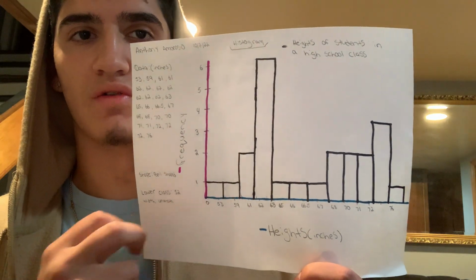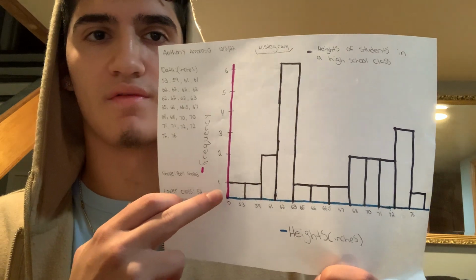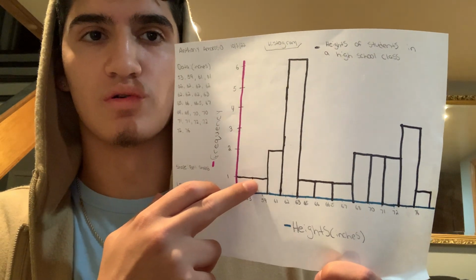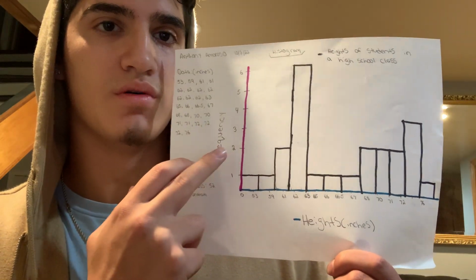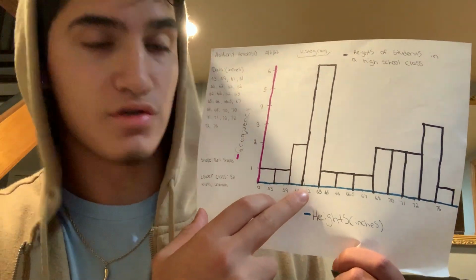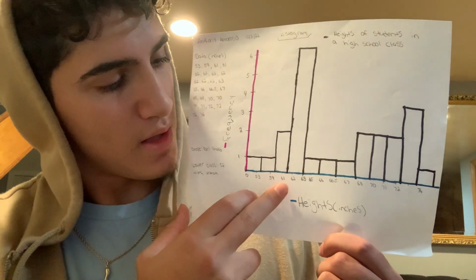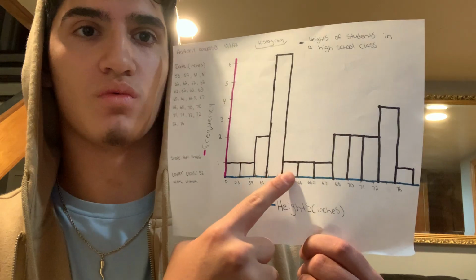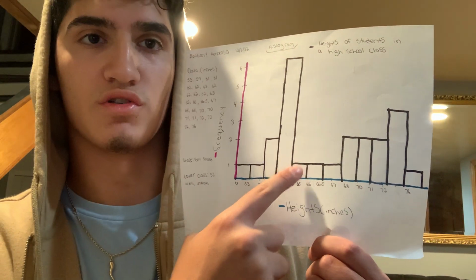So I went from 53, which was 1, added it there. Then you have 59, which was also 1. Then we have 61, which was 2. We have 62, that was the biggest, being 6. Then we have 63, which was also 1. Then we have 65 as 1 as well.